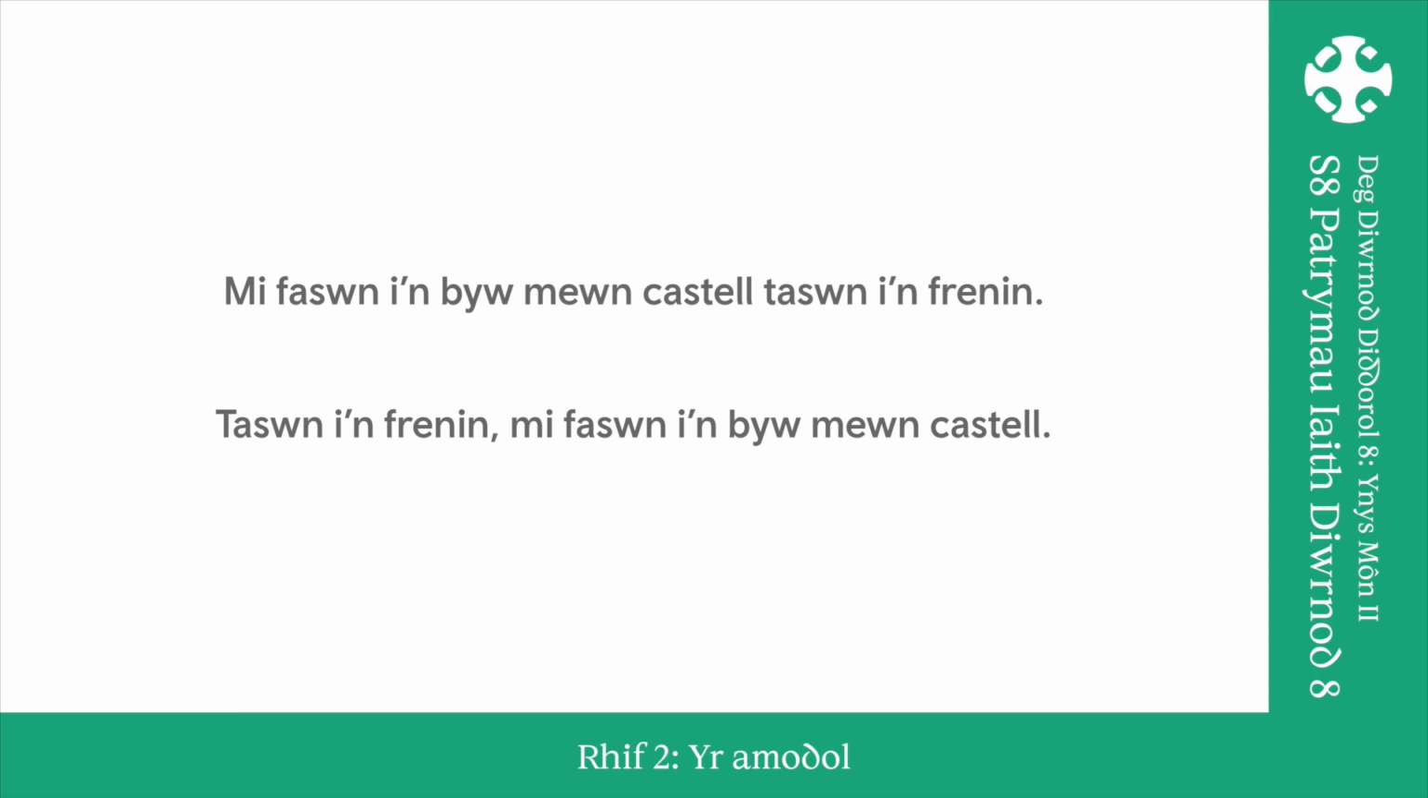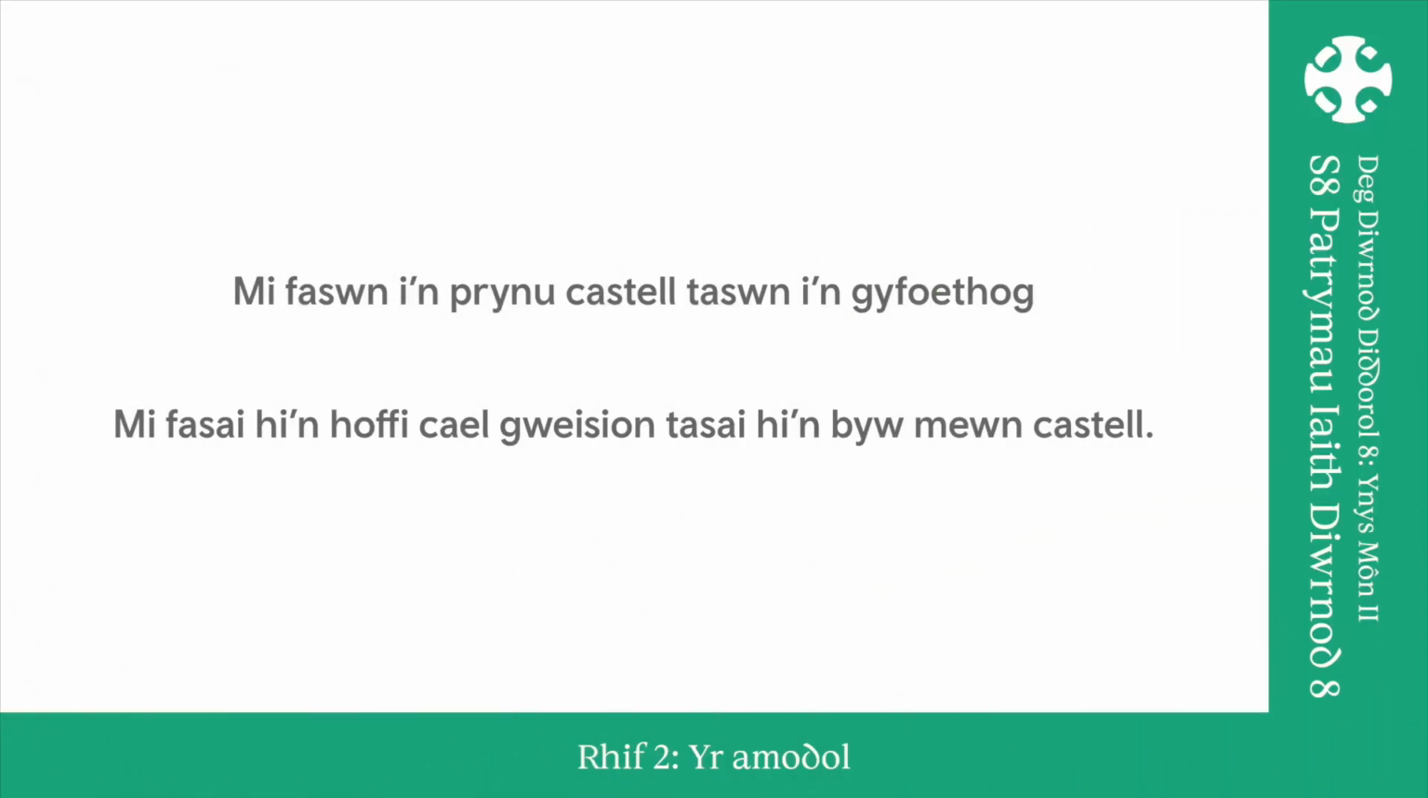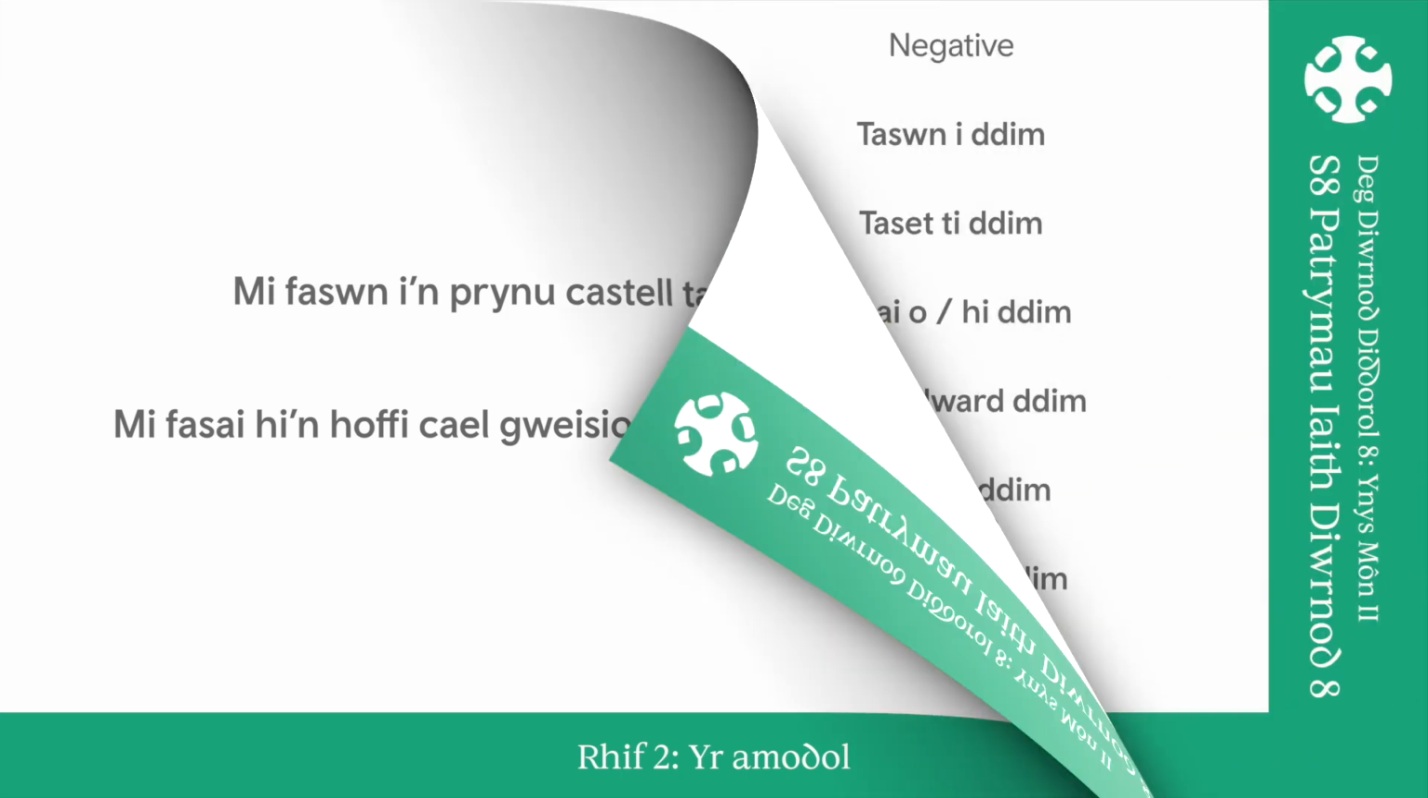To remember the pattern, think of the word tiff. T plus if, to remember that taswn is a conditional if. Mi faswn i'n prynu castell taswn i'n gyfoethog. I would buy a castle if I were rich. Mi fasai hi'n hoffi cael gweision tasai hi'n byw mewn castell. She would like to have servants if she lived in a castle.